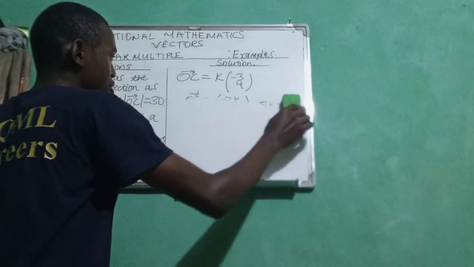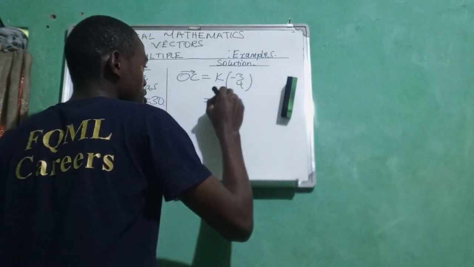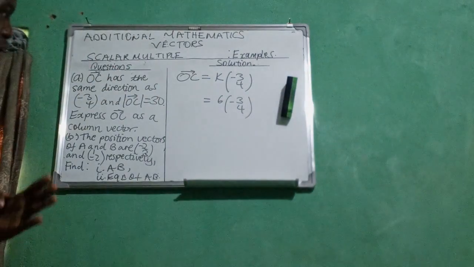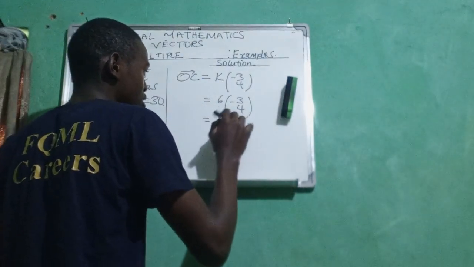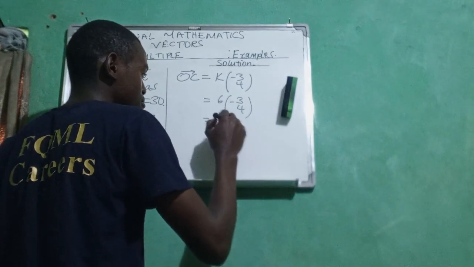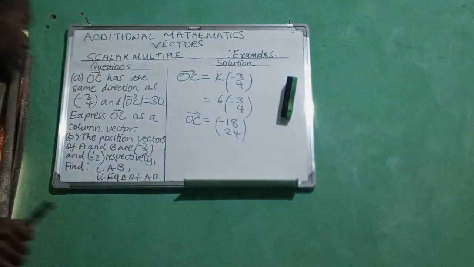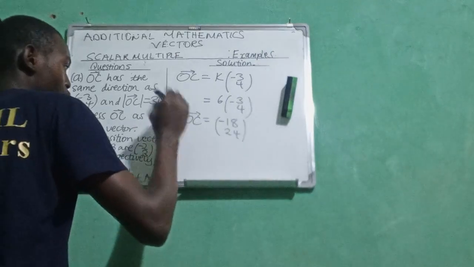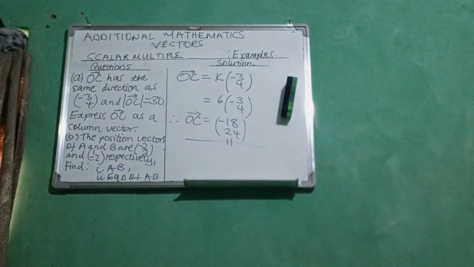So we can erase. We know k is equal to 6. OC would be equal to 6 times (-3, 4), because we know our k. So 6 times -3 is simply -18, and 6 times 4 is 24. This is our OC. They wanted us to express OC as a column vector, so therefore OC is equal to (-18, 24). That is our OC, and that is our question A.